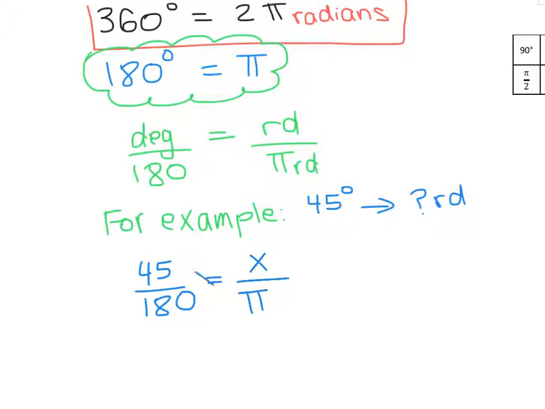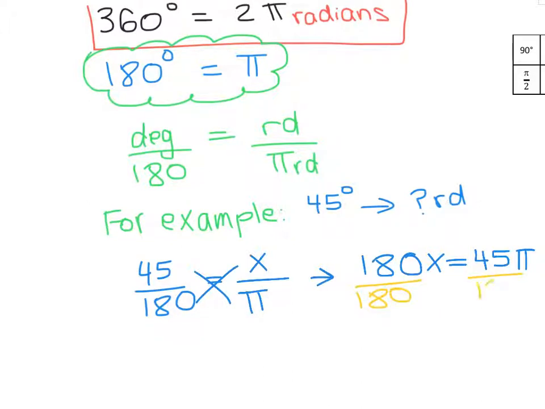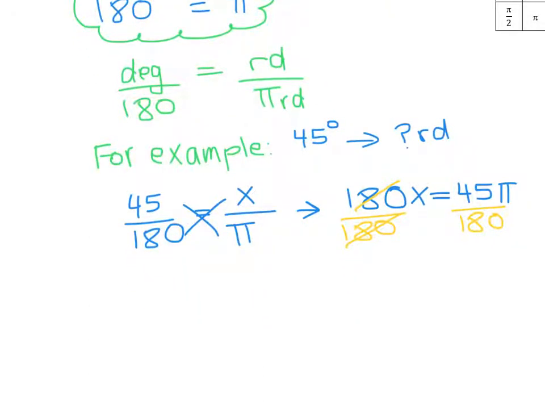Now to find x, I can simply cross multiply. So 180x is equal to 45 pi. To solve for x, I need to divide by 180. And then if you can simplify this on your calculator, remember you can put 45 divided by 180, you will get a decimal, then you click on math, enter, enter, and then that will change it to a fraction. So 45 divided by 180 is 1 over 4. So instead of writing 1 over 4 pi, I can simply write pi over 4. So then 45 degrees is equal to pi over 4 radians.